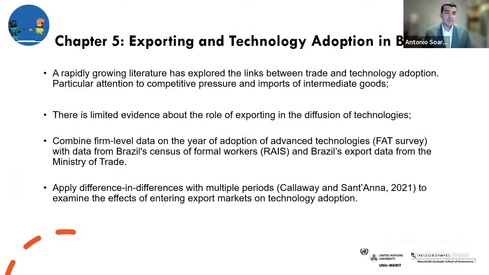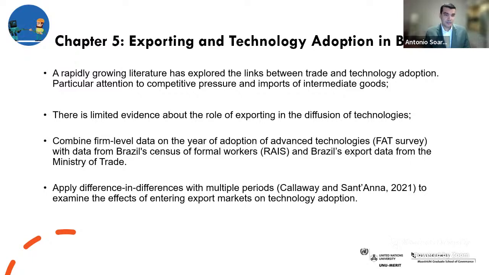In the last chapter, I then take a step back and I try to understand the drivers of technology adoption in the context of a developing economy. There is a rapidly growing literature that has explored the links between trade and technology adoption, paying particular attention to competitive pressures and imports of intermediate goods. However, there is limited evidence about the role of exporting in technology diffusion.